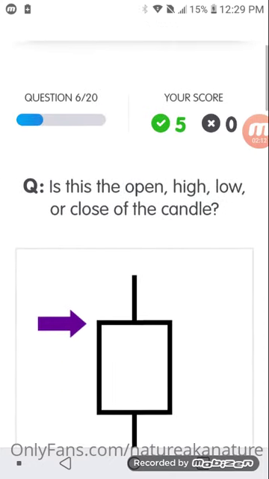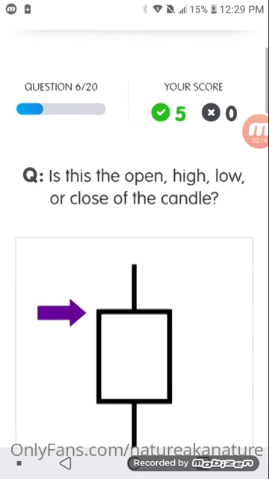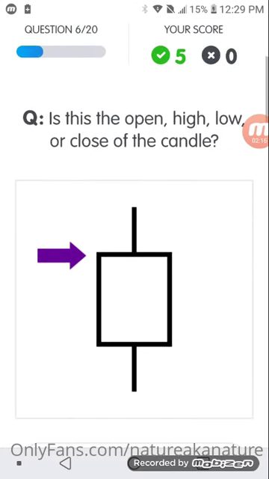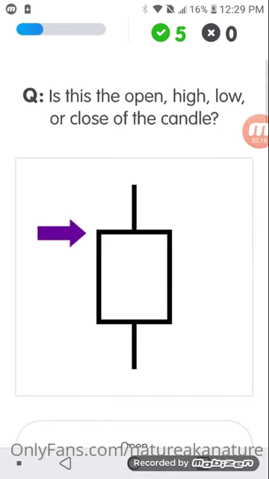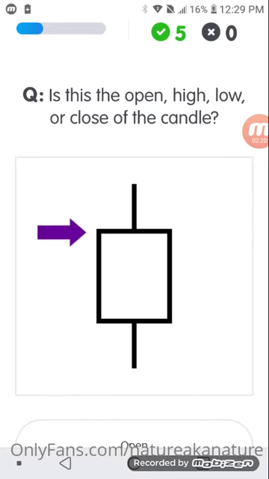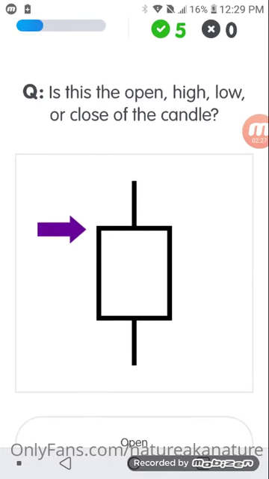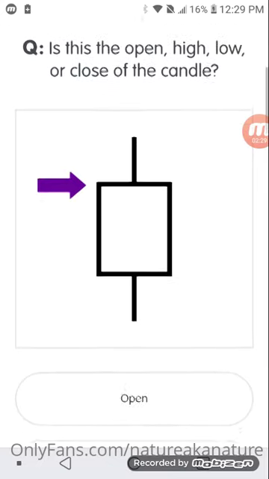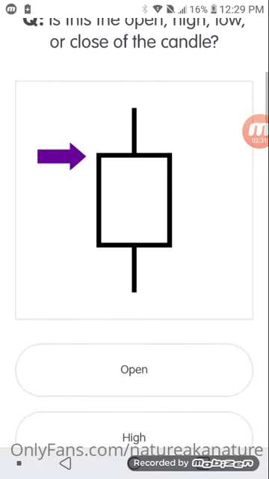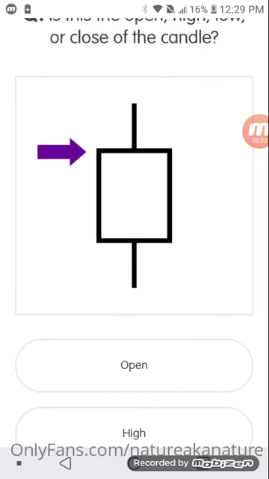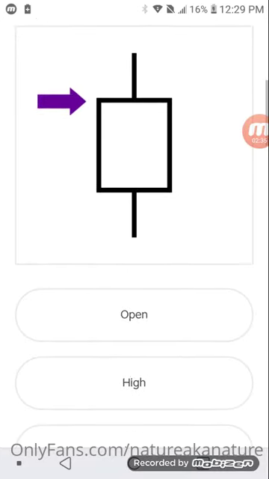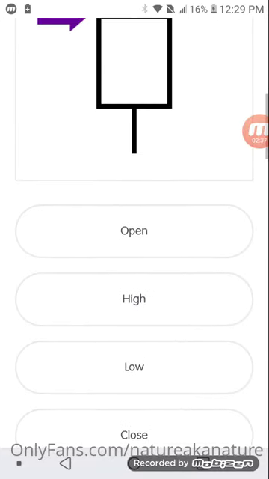What is this? The opening, the high, the low, or the close of the candle? Well, we know that if it's white, it's going to open at the bottom near support and close at the top near the resistance. So this is called the close, because it's white and it's going to close at the top.